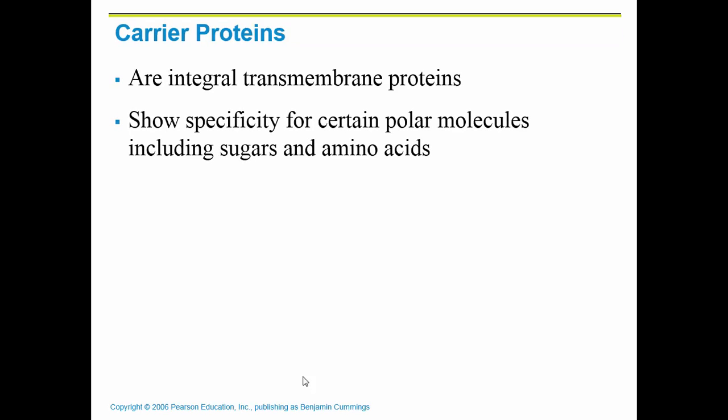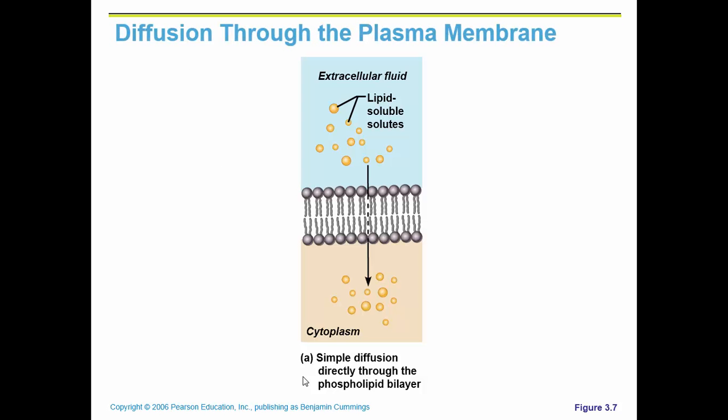The carrier proteins are integral proteins going all the way through the cell membrane, and they show specificity for certain polar molecules, meaning that they have a certain shape, and only certain shaped objects can go through that protein. This is showing you a picture of simple diffusion. Simple diffusion does not need a protein at all, and it goes from high to low concentration. These are lipid-soluble solutes that are able to get through the nonpolar tail of the phospholipid molecule.